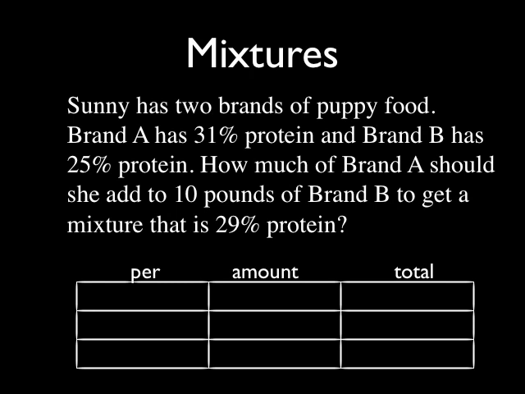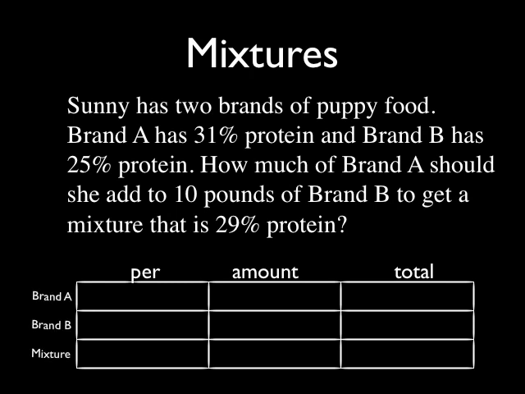Now my per, I told you, might change. Before I had price per pound, and I don't have any price per pound. I'm not going shopping here. I don't have prices on things. Here my per is going to be my percent. Your per is always your rate. So if you have a price per pound, that's the rate at which your cost is increasing if you're buying M&Ms. If you've got protein, it's the rate at which you're getting protein.